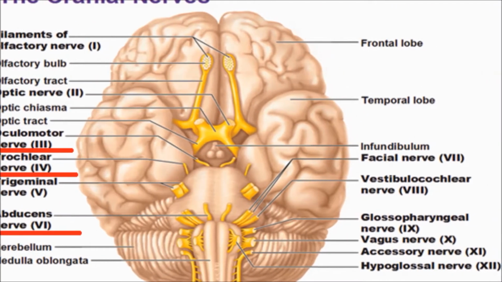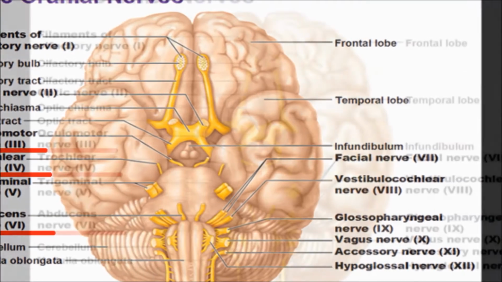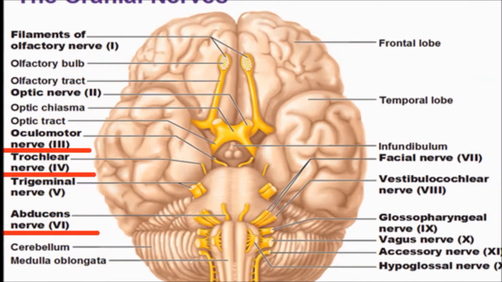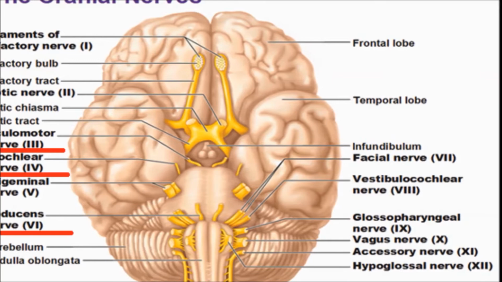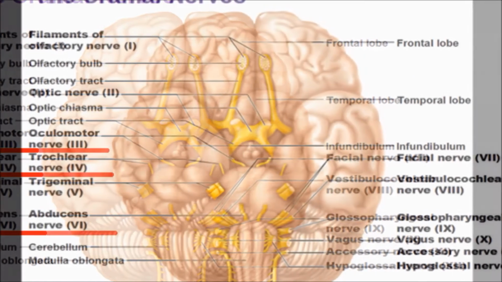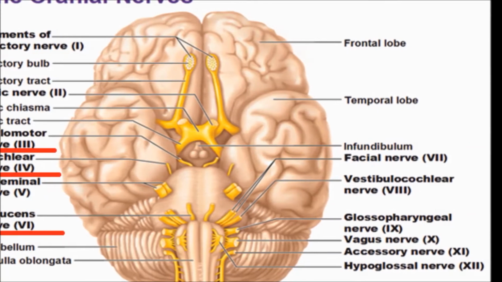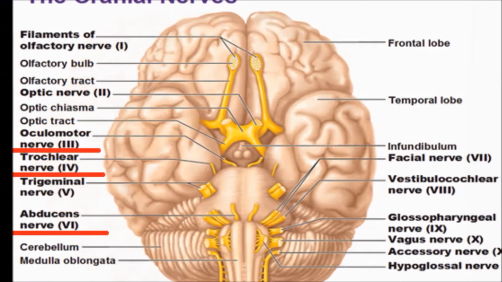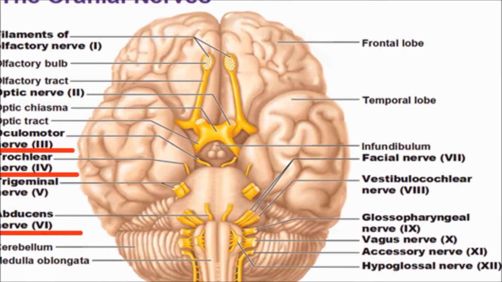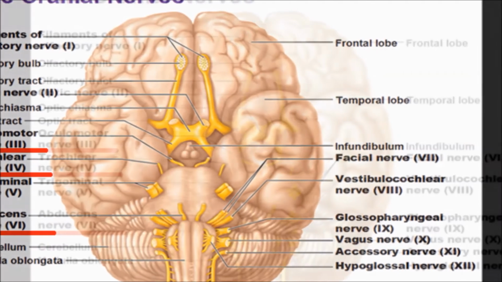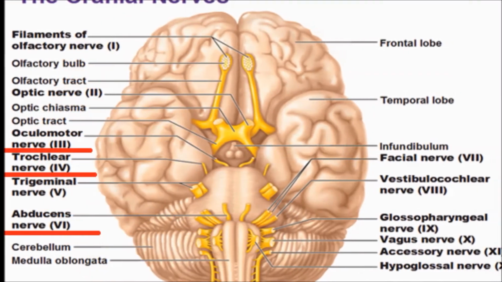The oculomotor, that is the third cranial nerve, the trochlear, the 4th, and abducens, the 6th. These nerves can be grouped together because these are all the ones that move your eyeball. So remember 3, 4 and 6. Skip 5. All innervate the muscles that move your eyeballs.